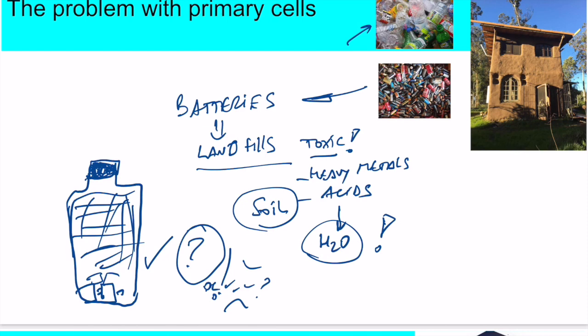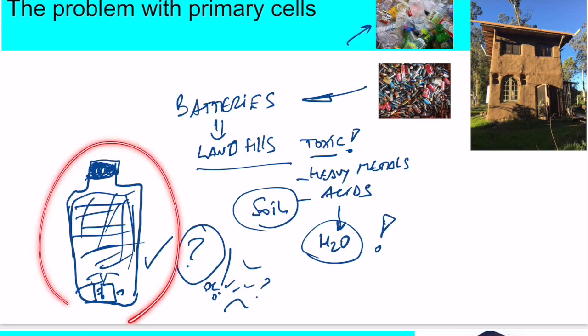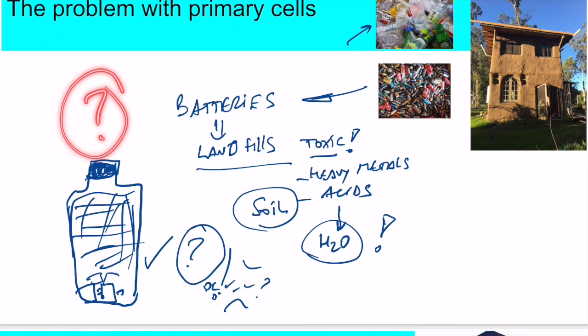So we came up with a solution. I was building my house. We put batteries and bottles inside these walls, buried inside these walls, acting as bricks. It could be a good idea to create bricks or to use them to fill concrete. I don't know. But it is one of the problems with the use of primary cells. Right?